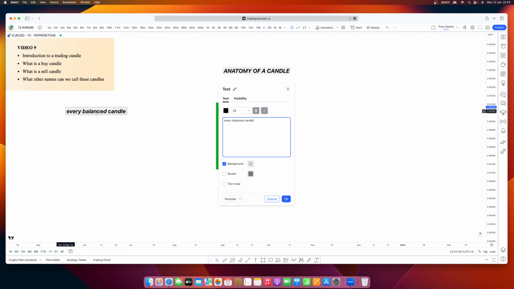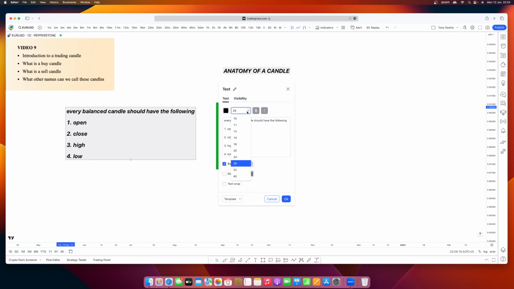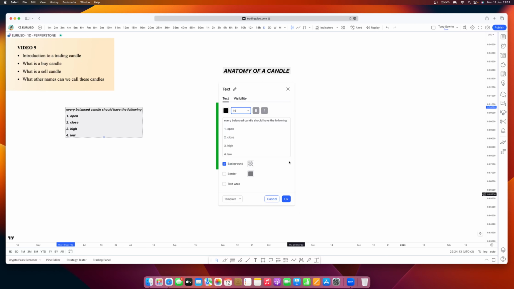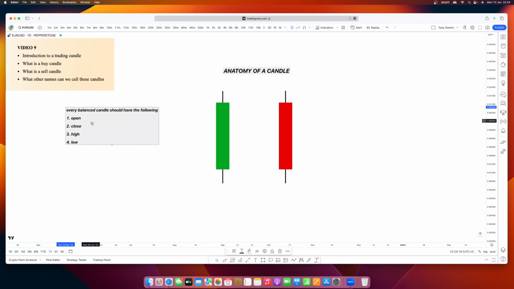Every complete, balanced candle should have the following. Number one, open. Number two, close. Number three, high. And number four, low. Exactly. So every candle should have these four main properties: the open, the high, the low, and the close. It is compulsory for every candle to have this.